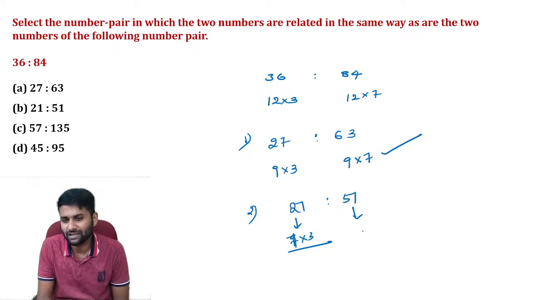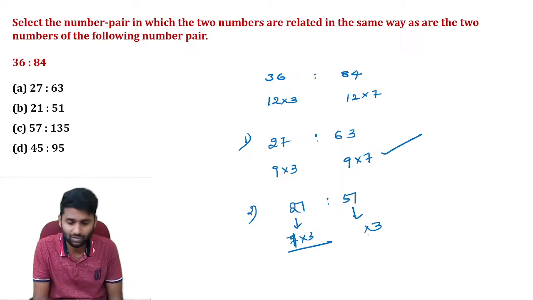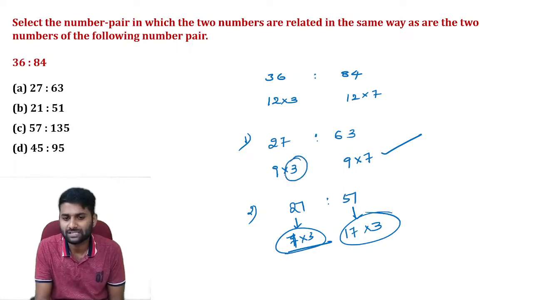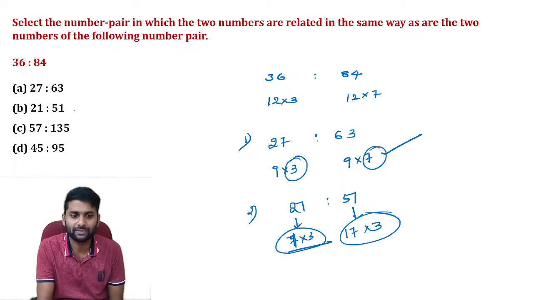And here 51 is divisible by 3, so 3 times 17. So it does not satisfy our condition. Why? Because one is multiplied by 3 and the other is multiplied by 7. Yes, it is invalid.